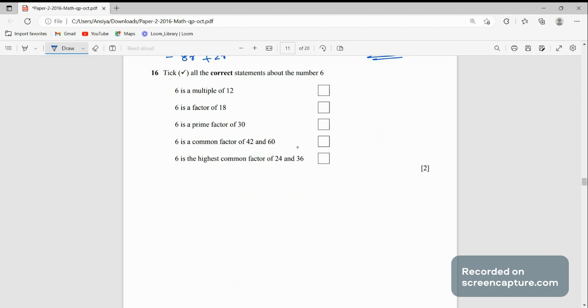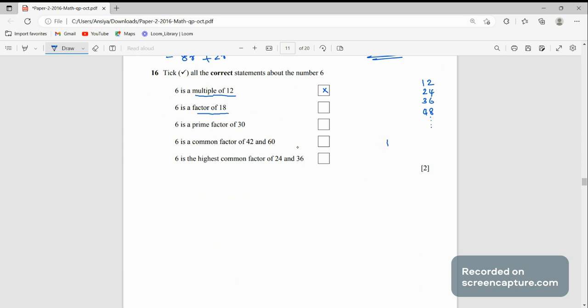Question 16. Check the correct statement about the number 6. 6 is a multiple of 12. Multiple of 12 means multiplication table of 12. 12 and then 24 and then 36 and then 48 and so on. Will 6 ever come in this list? No. Now 6 is a factor of 18.